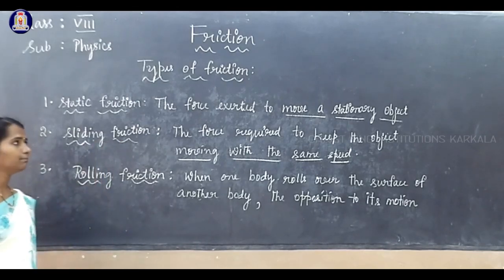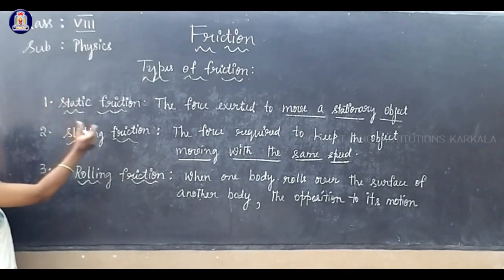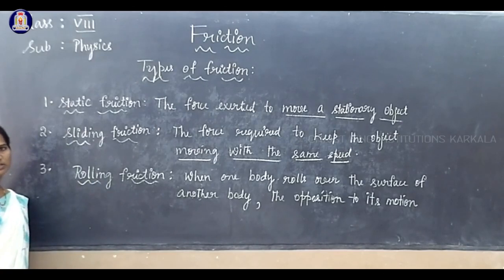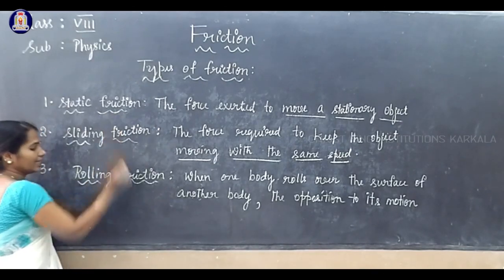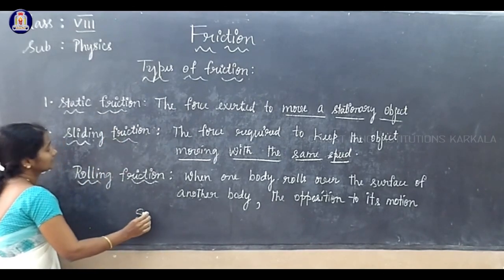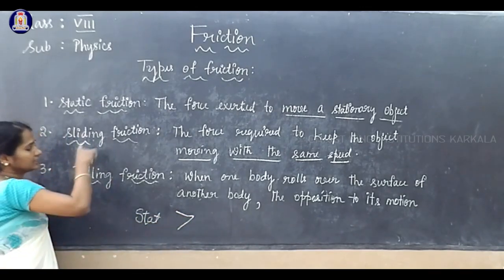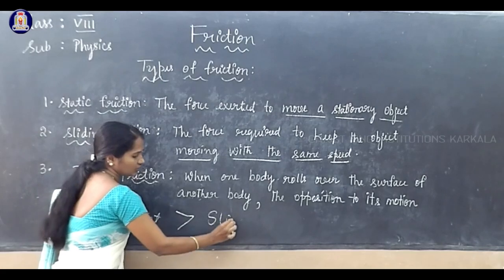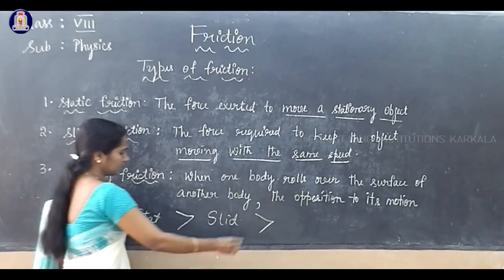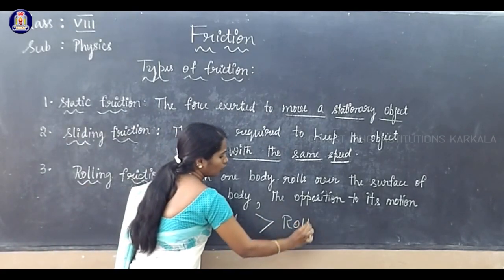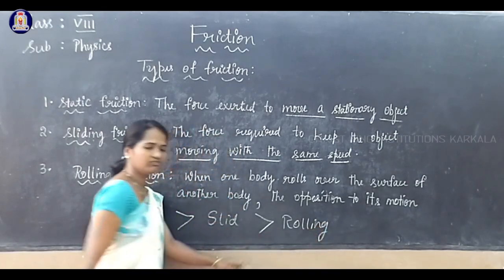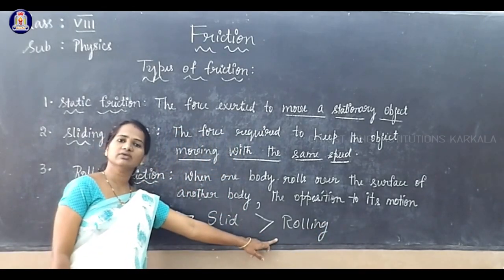So you can compare static friction, sliding friction and rolling friction. Static friction is the greatest. Next comes sliding friction. The least one is rolling friction. Rolling friction is minimum. It is very less.